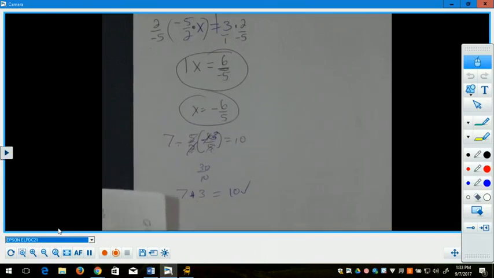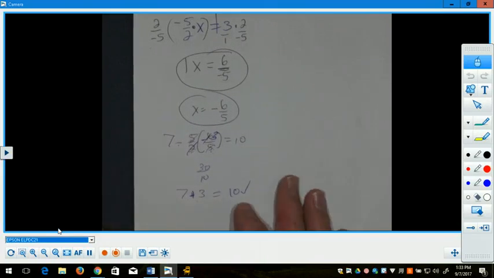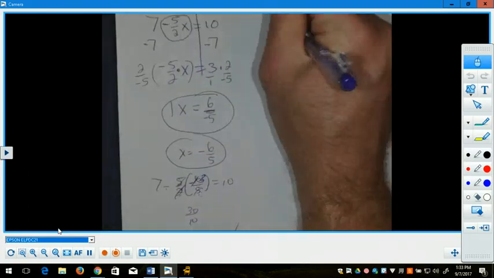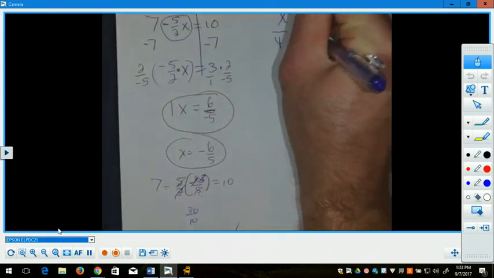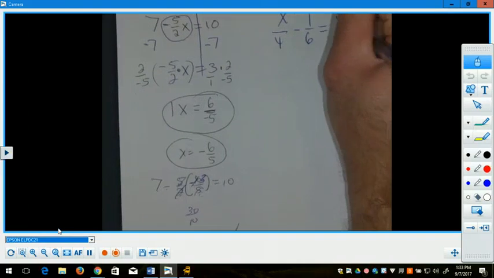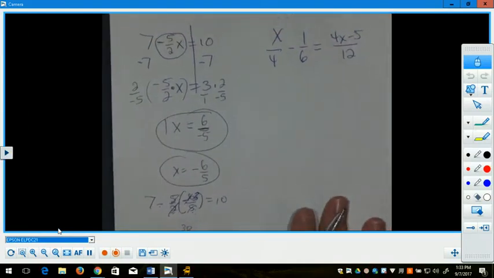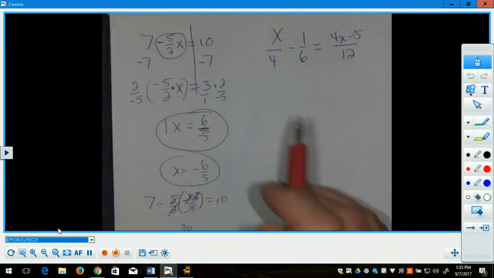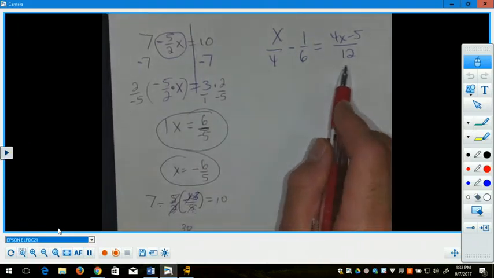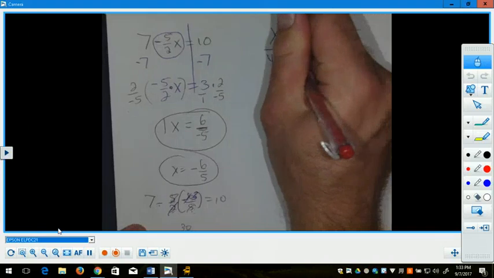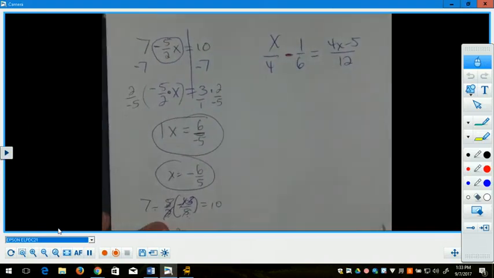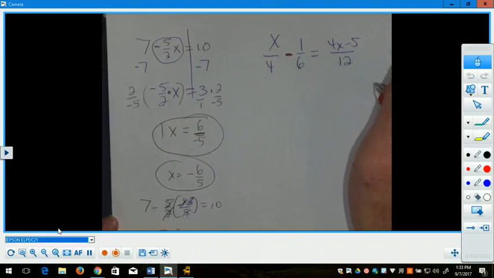An additional example where there are multiple fractions. X over 4 minus 1/6 equals 4x minus 5 all over 12. In this case, my denominators are 4, 6, and 12. And before I start this problem, since I know that there are multiple denominators and multiple fractions in the problem, I know that I'm going to use the least common denominator.